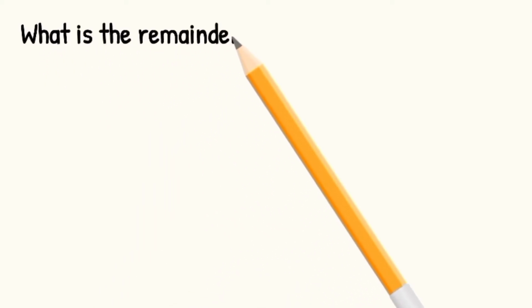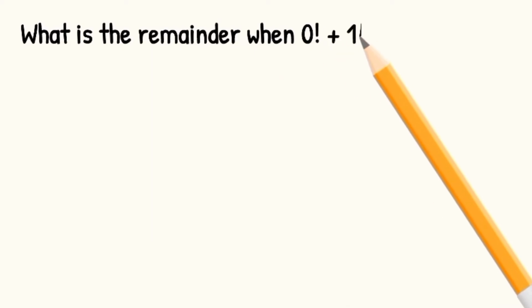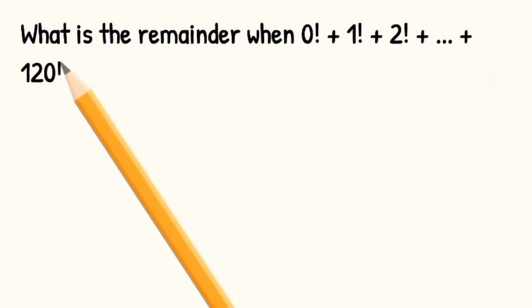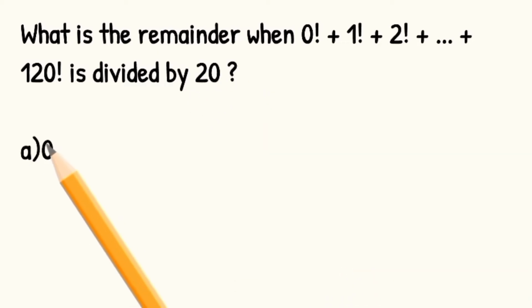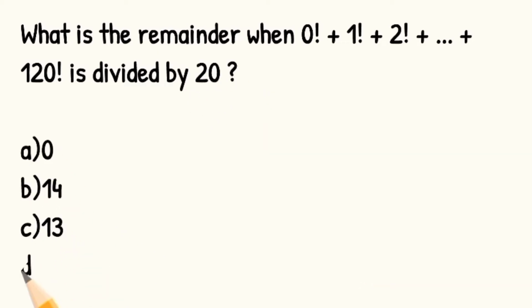And yeah, without anything else, let's just do it. What is the remainder when 0 factorial plus 1 factorial plus 2 factorial plus etc. up to 120 factorial is divided by 20? The options are A 0, B 14, C 13, and D 5. Now, give this problem a try yourself, and if you can't do this, don't worry, let's wait for the answer.